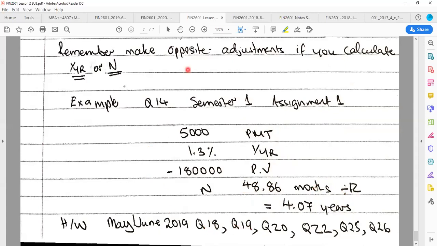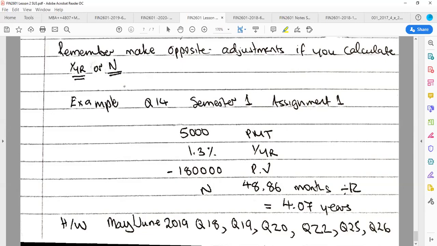So lastly, I would like you to look at this homework, May/June 2019, questions 18, 19, 20, 22, 25, and 26. These are just some time value of money calculations that I want you to look at as practice, and then I'll give you the solutions in the next class.